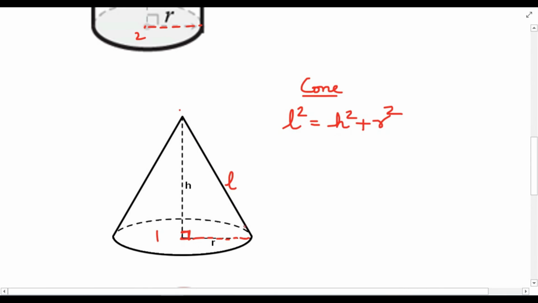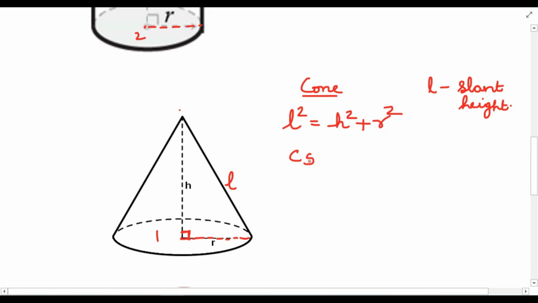L is the hypotenuse. So this is the formula that connects the slant height, height, and radius of the cone. L stands for slant height, H is the height of the cone, and R is the radius of the cone, which is nothing but the radius of the circular base. The imaginary line segment joining the vertex and the center of the base is called the height of the cone.